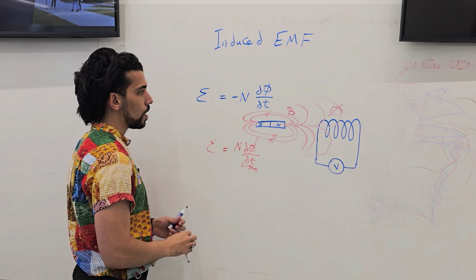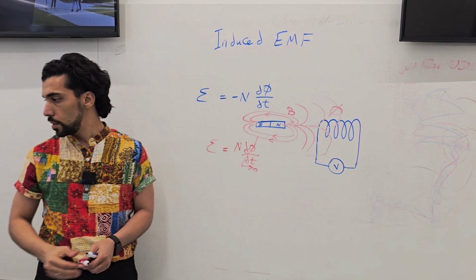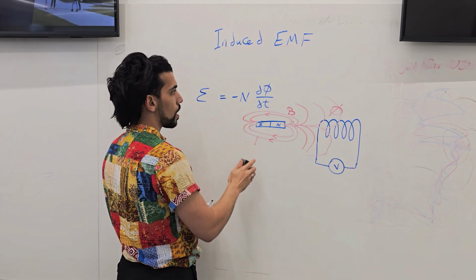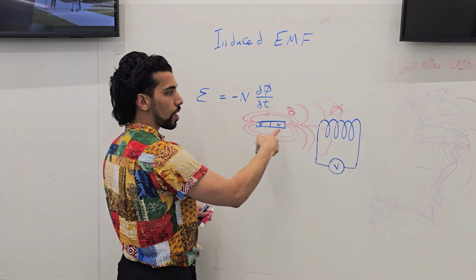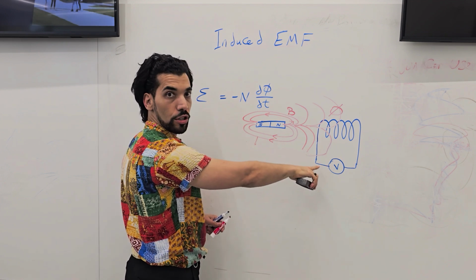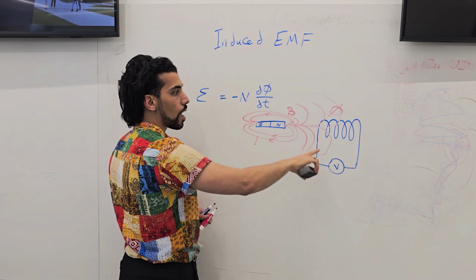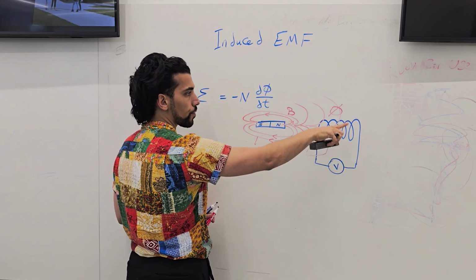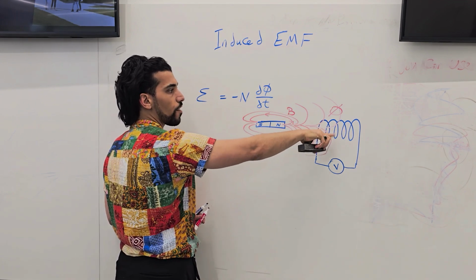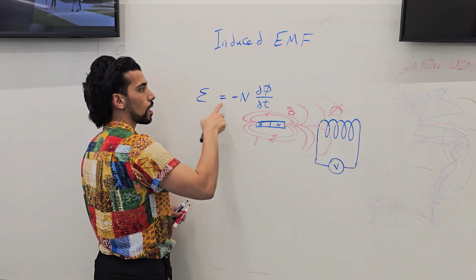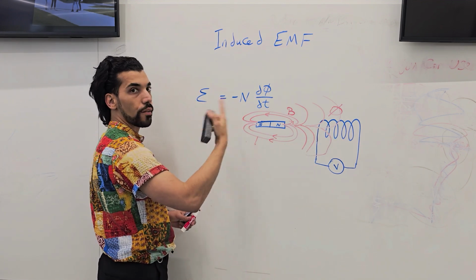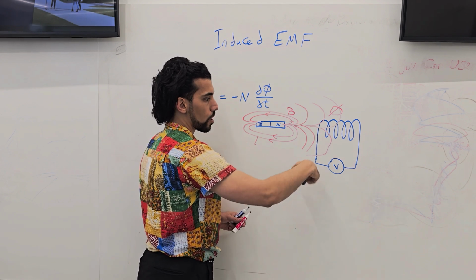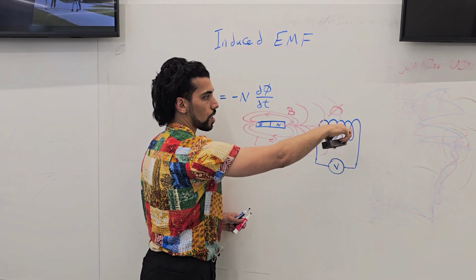And we can see from this formula that we have here, the faster the change, the higher the induced electromotive force. Okay? And the more the turns, because it depends on N, the number of turns inside this coil, when you have more turns, that means you are going to have higher induced electromotive force when there's some change in the flux going inside.